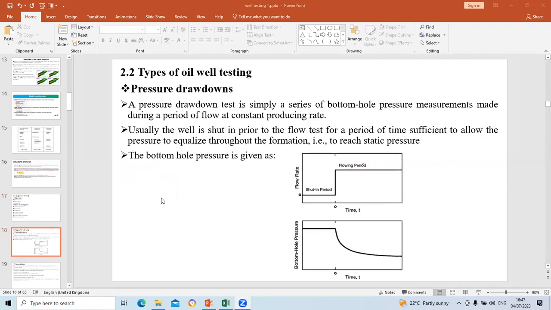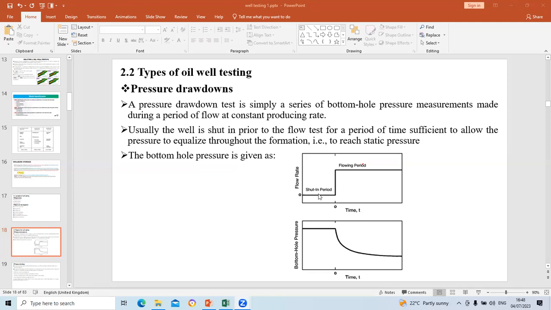Now, there are various types of well testing. The first one we are going to look at is pressure drawdown. Drawdown simply means that you are doing production. So what you have to first of all do is shut in the well for a particular period of time so that you allow the well to reach static condition, where there is no fluid flowing. During that period of time, the bottom hole pressure is not changing. It is constant.